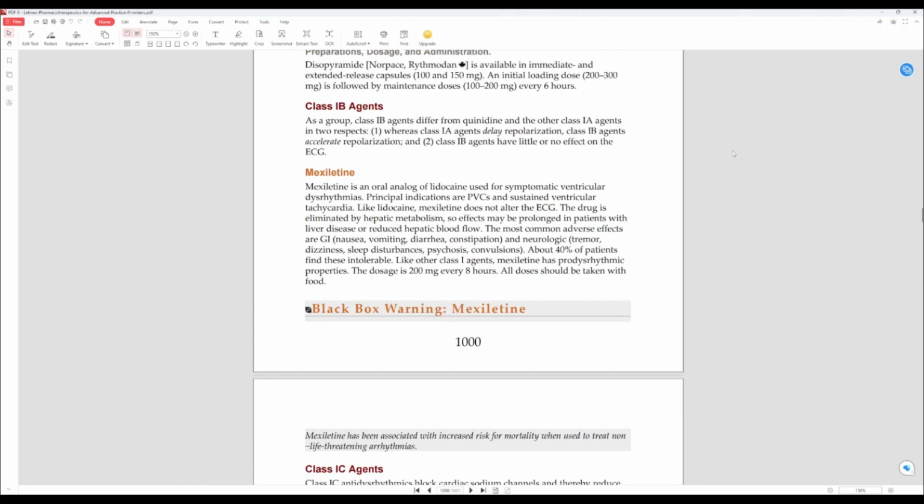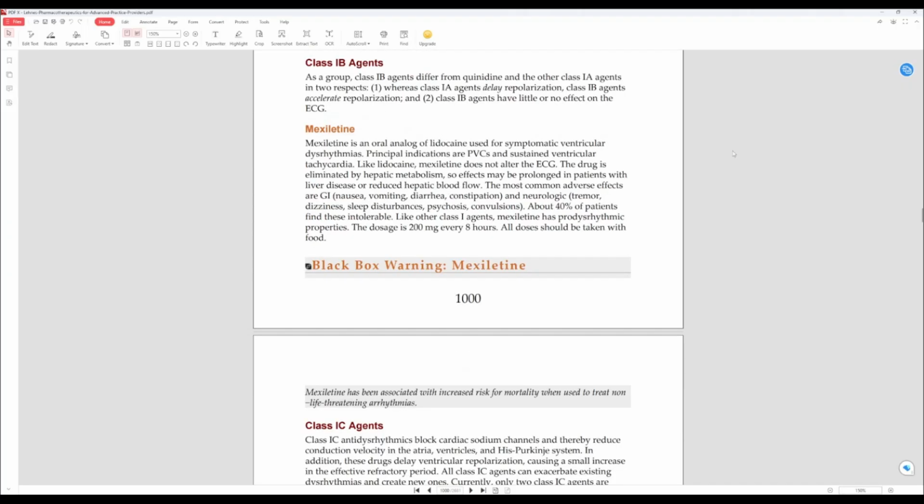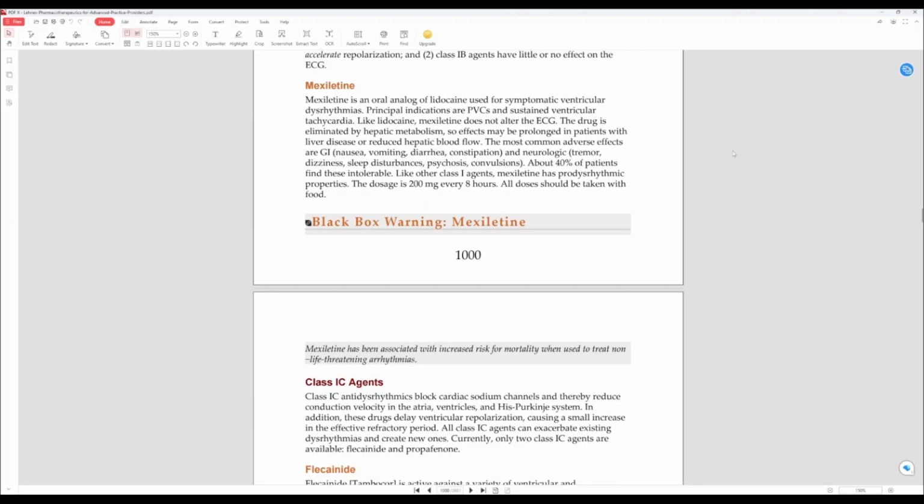So, the first, mexiletine, is an oral analog of lidocaine used for symptomatic ventricular dysrhythmias. Principal indications are PVCs and sustained ventricular tachycardia. Similar to lidocaine, mexiletine does not alter the EKG. The drug is eliminated via hepatic metabolism, so effects may be prolonged in patients with liver disease or be reduced by hepatic blood flow.